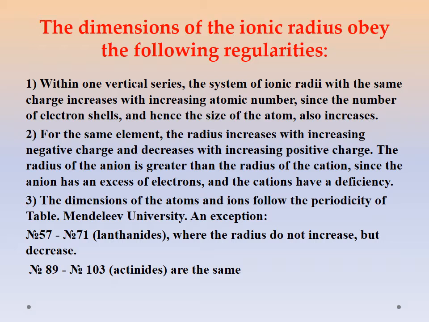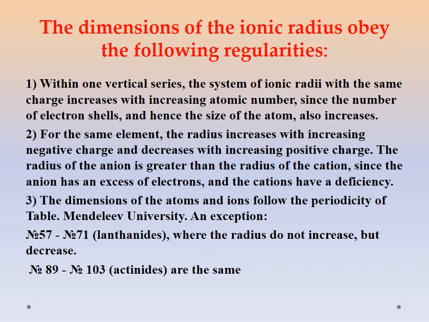The first: within one vertical series, the radius of ions with identical charge increases with increasing atomic number, since an increasing number of electron shells enhances the size of an atom. The second: for the same element, the radius increases with negative charge and decreases with increasing positive charge. The radius of the anion is greater than the radius of the cation because there is an excess of electrons in the anion and a deficiency in the cation.